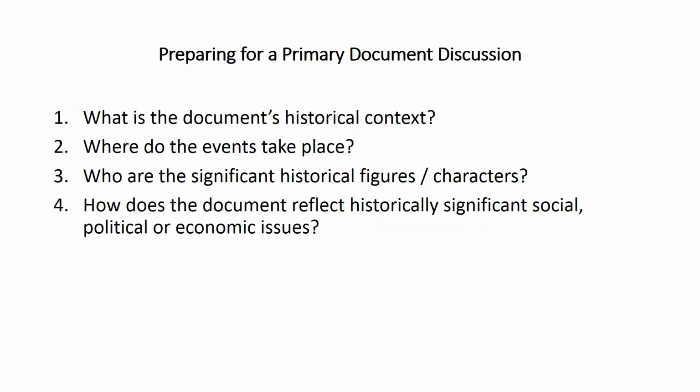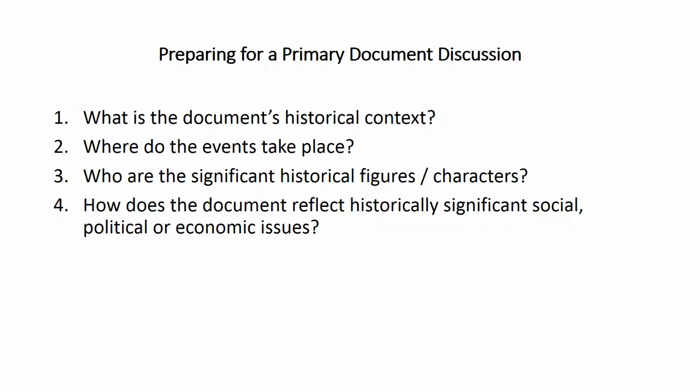It's a very basic question, but it means what else is happening besides the events outlined in the primary document. Where do the events take place? Is it a particular park? Is it a particular street? Is it a particular, maybe even a neighborhood? Maybe it's an immigrant neighborhood like the 6th Ward in 1845. That helps you understand some of the events that are being described in the document.